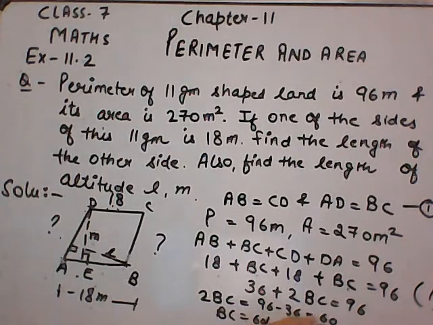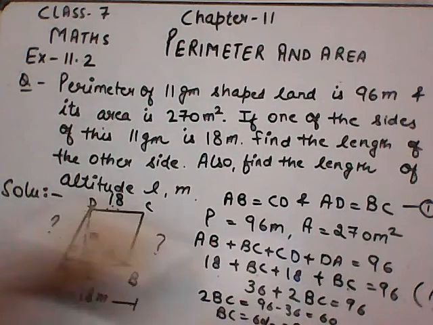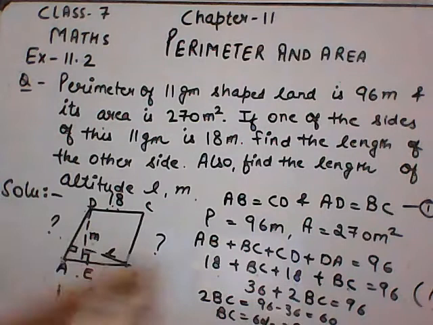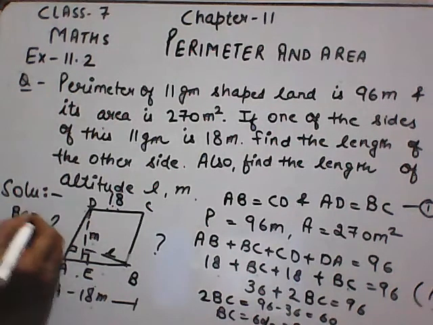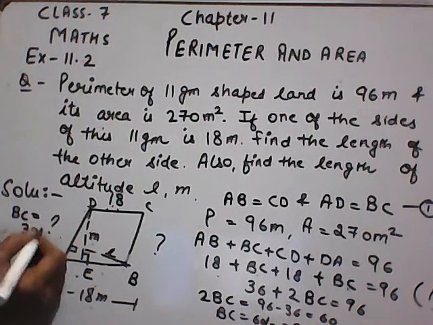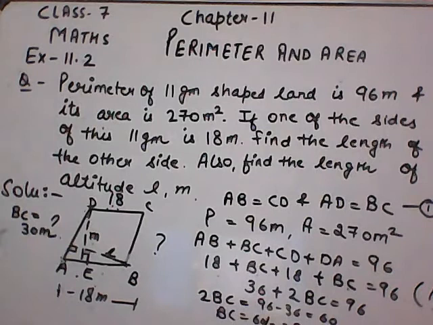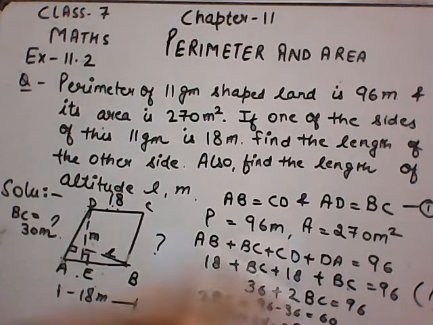Here the unit is given to you in terms of meter. So BC is 30 meter. 96 minus 36 is 60. So BC is equal to 60 divided by 2, that is 30 meter.